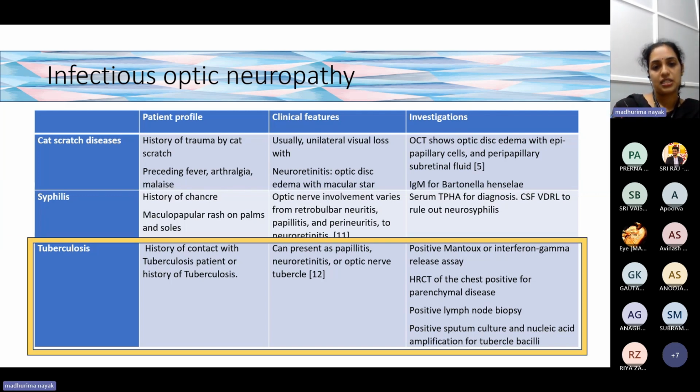Next is tuberculosis. India is the tuberculosis capital also. There is usually a history of tuberculosis in the patient, or there is a contact. It can present with any form of optic nerve swelling. Usually you may not expect other features, but if you are suspecting tuberculosis, these tests will help you in identifying tuberculosis.